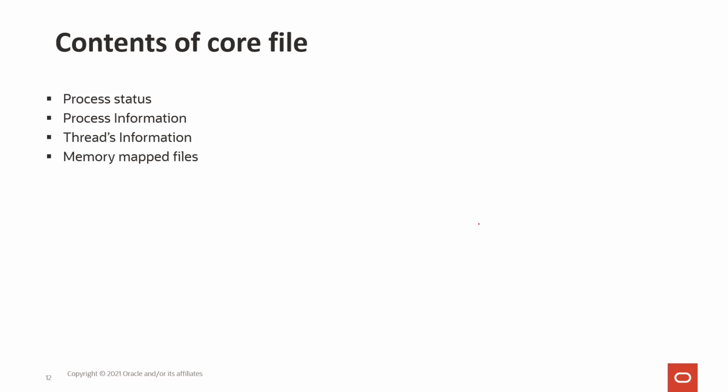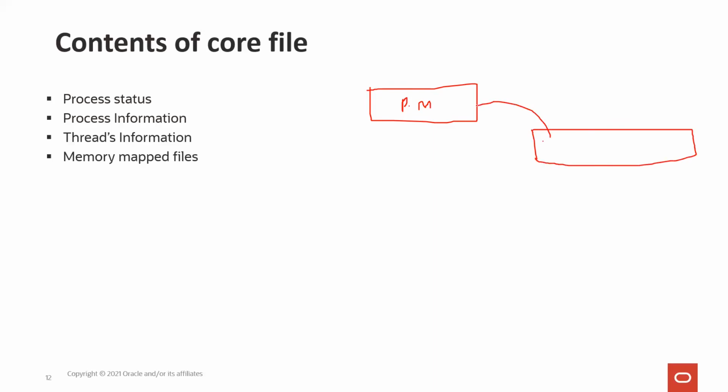And then there will be some information about the memory map file. What is a memory map file? For example, let's say in your application you loaded some library SO files, right? Those files will be mapped into your process space. Let's say this is the process memory, and some SO files will be loaded in some different place, and based on your need, they will be loaded into process memory and you can execute that.